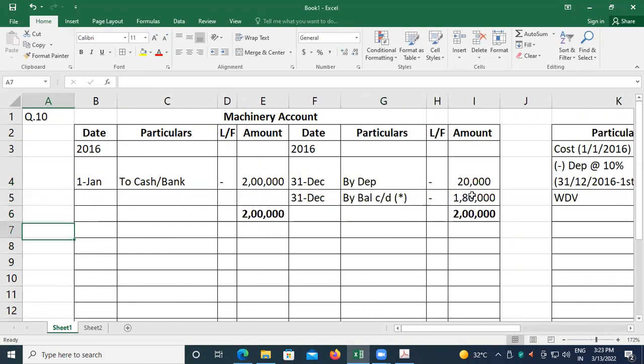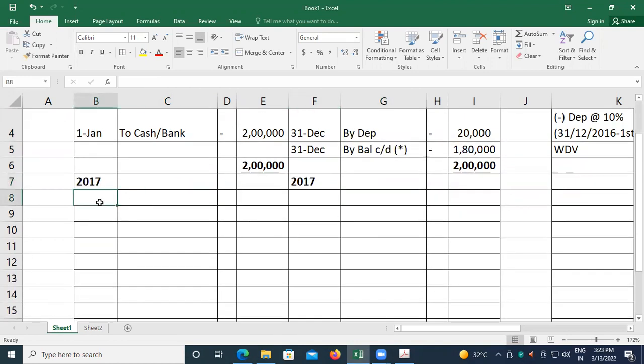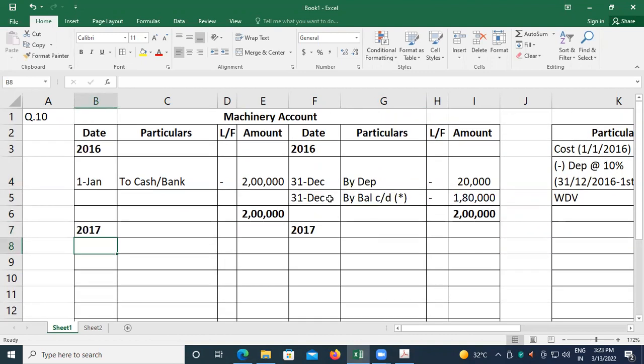Now let us go to the next year. Now 2016 we have charged, I will make it bold here also. So let us do here. Now next year immediately 2017. Remember we have to do from 2016 to 2019. So 2017 also, here also will come 2017. Okay, right. I will make it bold here also, 2017. So now what I'm going to do, last year's closing on 31st December will become next year's opening balance.